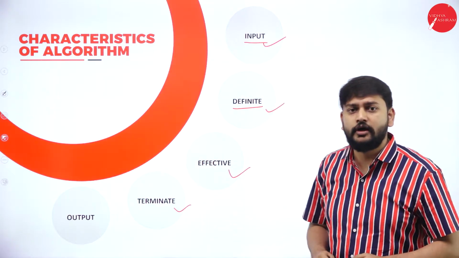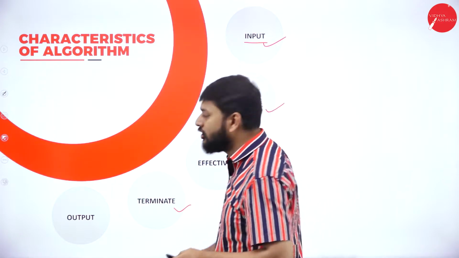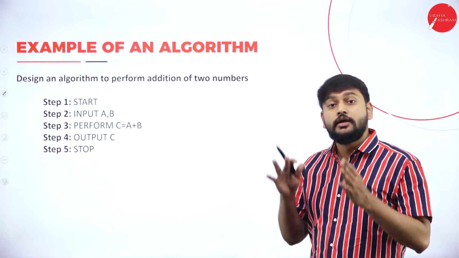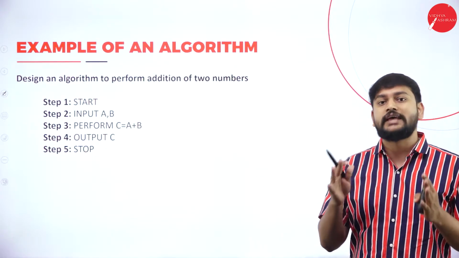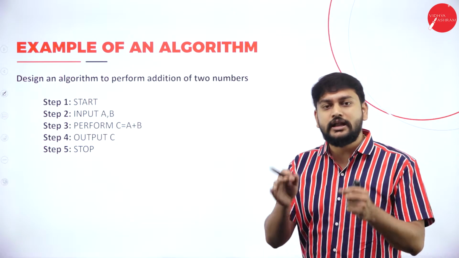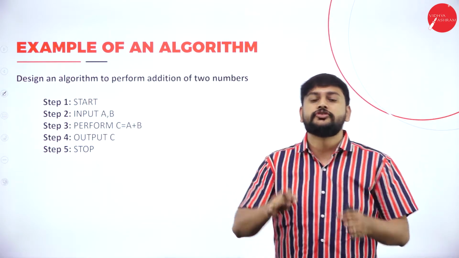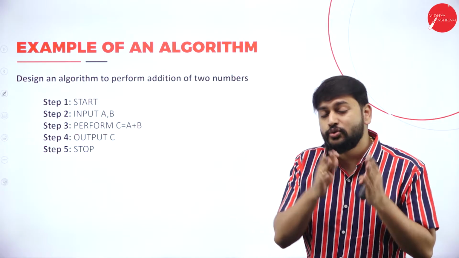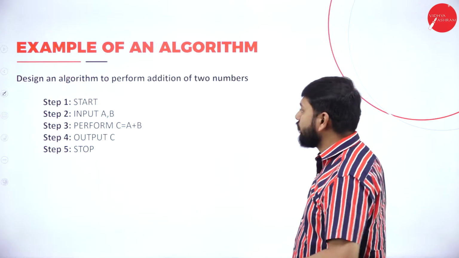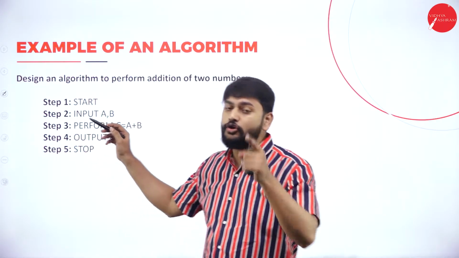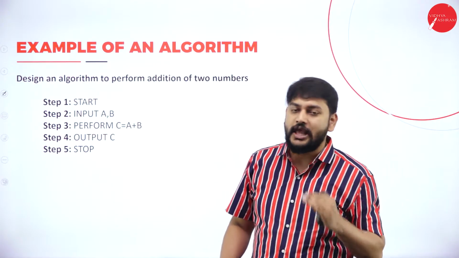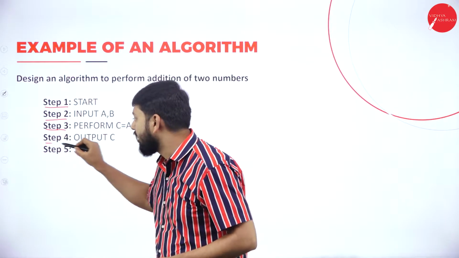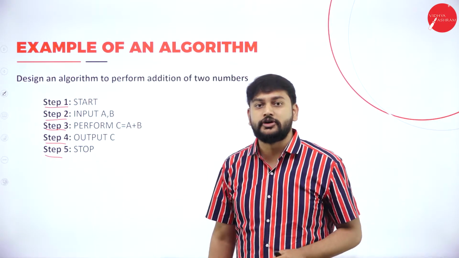So fine, we understood the characteristics, we understood the definition. What next? Let's take a simple example to understand what exactly an algorithm is and how it looks. I'm trying to write an algorithm to perform the addition of two numbers. How do we write an algorithm for the addition of two numbers? Let's understand. The first thing, as I have already told you in the definition, is that it should be step by step. Please remember, I'm always doing it step by step. That is the first thing that you have to observe.